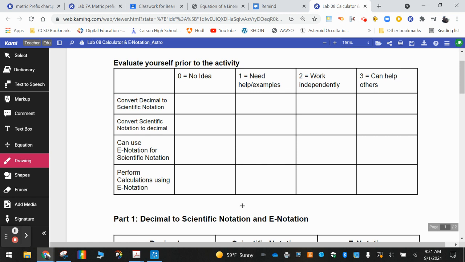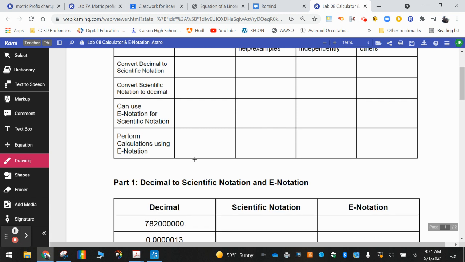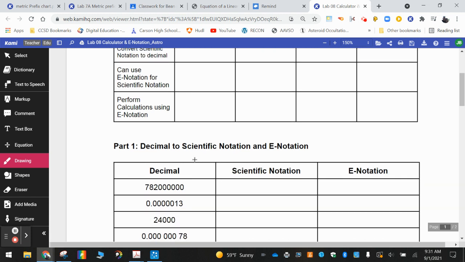All right, so before you start here, make sure you evaluate yourself and see where you're at, and we'll go ahead and get started. So I'm using Kami. You might want to use Kami as well. Okay. All right, we'll also be using the Google calculator as well.